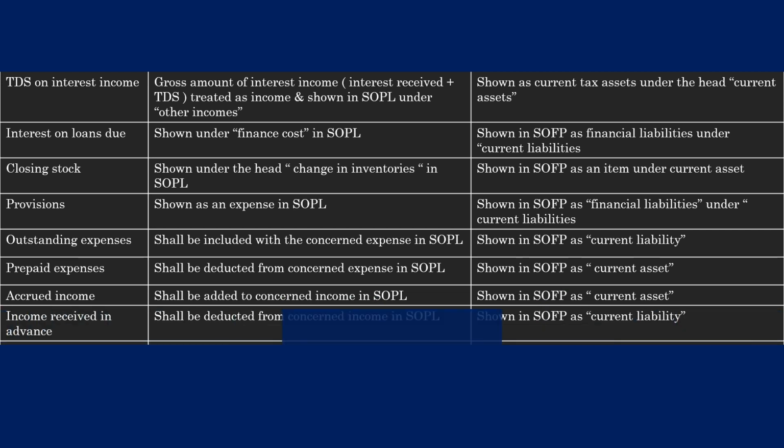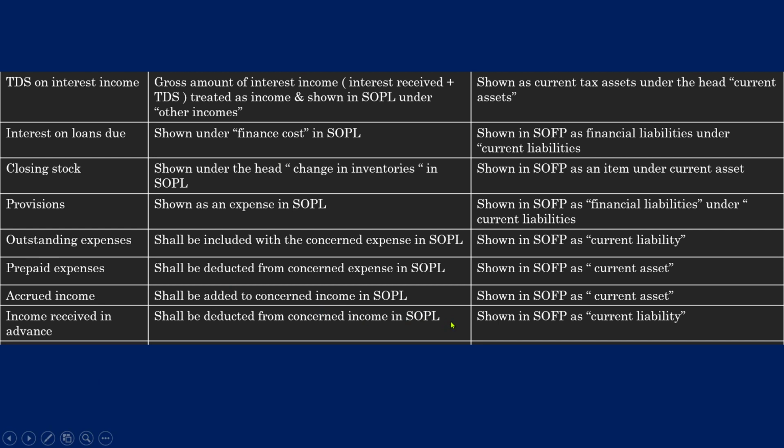Income received in advance. Income received in advance is an amount of income which we have received for the period, but actually it belongs to the next period or next financial year. So do we have to record the transaction in the current financial year? No, we shouldn't record it. So we have to deduct that amount from the concerned income. It shall be deducted from the concerned income in the statement of profit and loss.